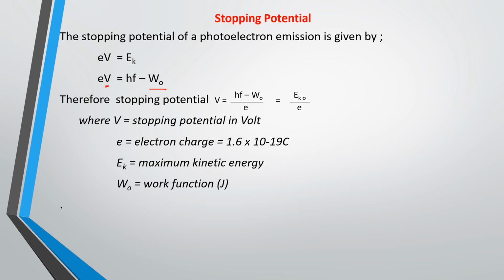So the stopping potential V is equal to (hf minus W) all over e, which is EK over e, the kinetic energy over the electron charge. So V is the stopping potential in this particular equation. All right, so we're going to solve another problem now on these two.